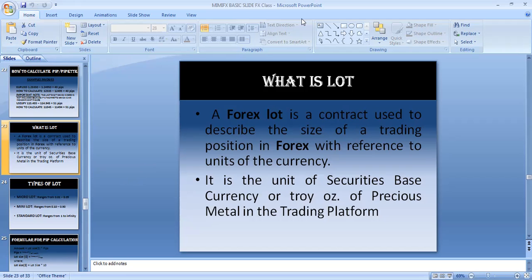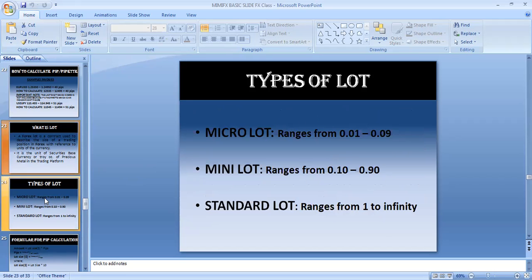Okay, so let me share, like I often love sharing. I have a special material for this, but let's just look at these types of people. Normally we have four types of lot size. We have the nano lot, the micro lot, the mini lot size, and then the standard lot size. I won't be talking about the nano lot size, but the micro lot size ranges from 0.01 to 0.09. Mini lot size ranges from 0.1 to 0.9, and the standard lot ranges from 1 to infinity. Okay, let me share that document and let's go ahead with it.